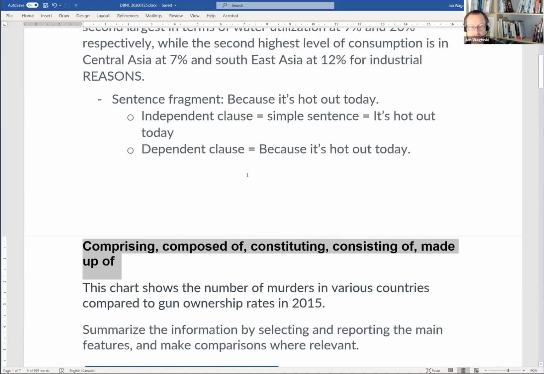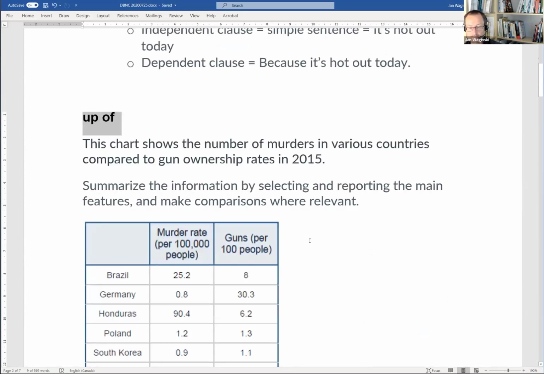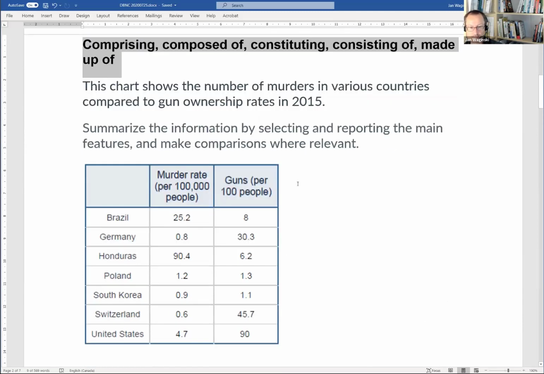This is fundamental vocabulary for writing task 1. Comprising, composed of, constituting, consisting of, made up of. So we're going to look at a quick sample table. Today we're actually going to work on combination graphs. We're going to look at a couple graphs that are combos of pie charts and tables. But just to look at this language, very quickly want to look at this table.